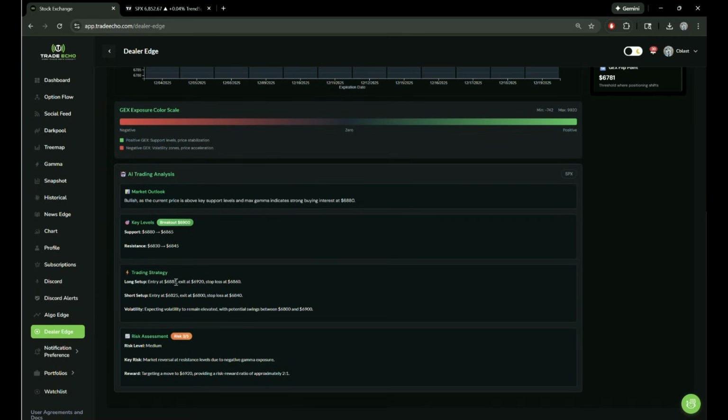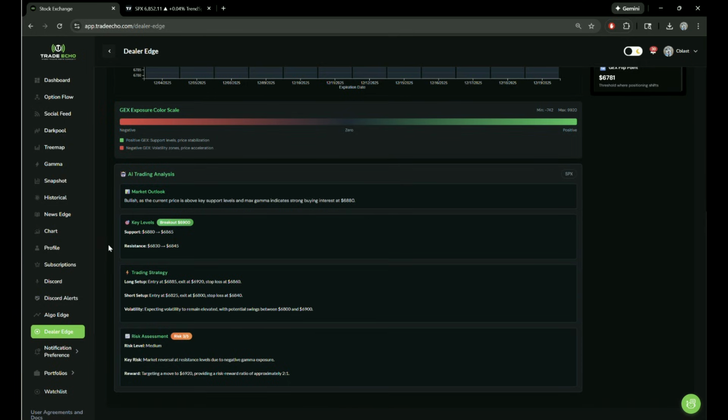Long setup: entry 6,885, target 6,920, stop loss 6,860. Short setup: entry 6,825, target 6,800, stop loss 6,840. Volatility is expected to stay elevated between 6,880 and 6,900, especially near the breakout. The risk assessment rates the structure 3 out of 5, medium risk. Main risks include resistance rejecting price and acceleration if SPX moves toward the flip point.